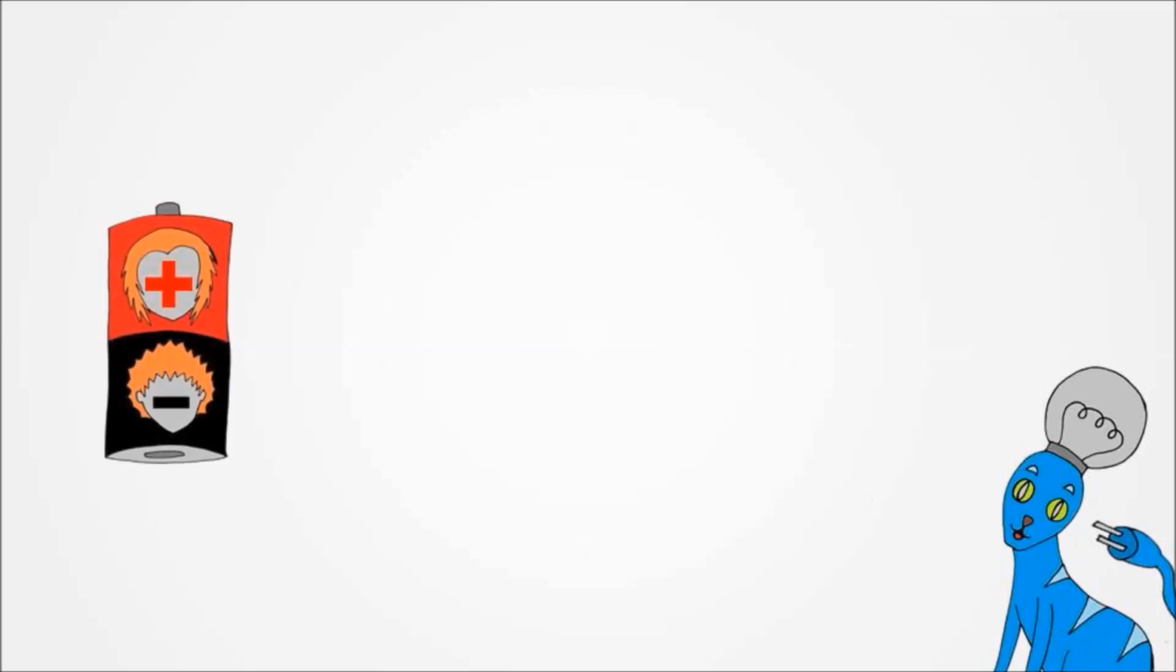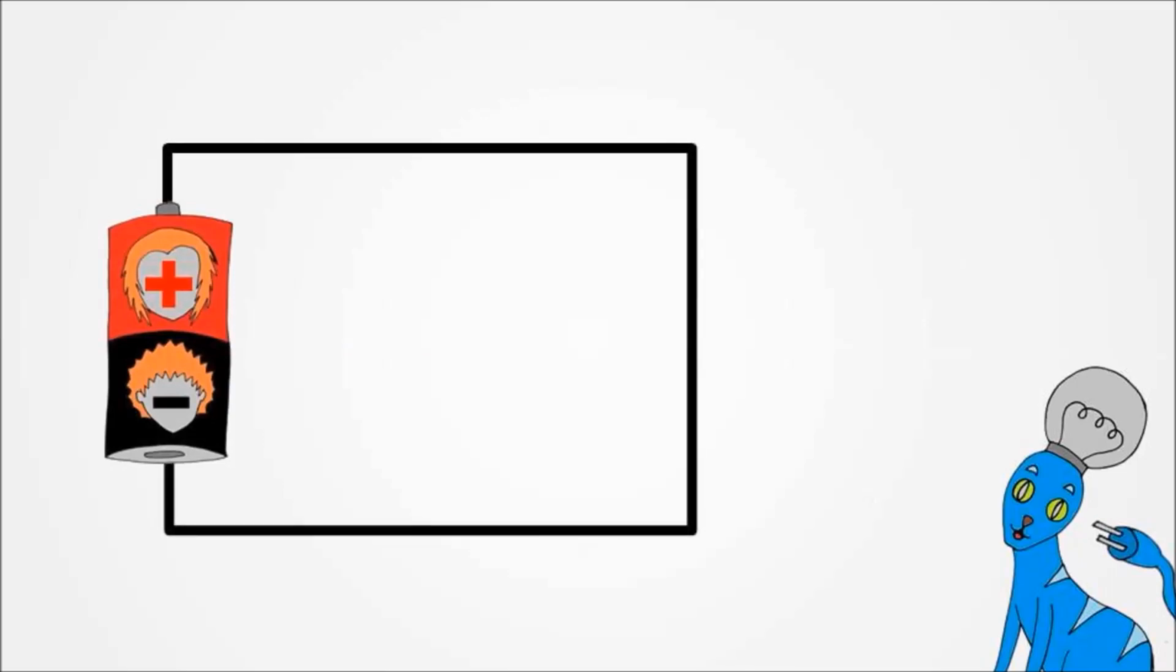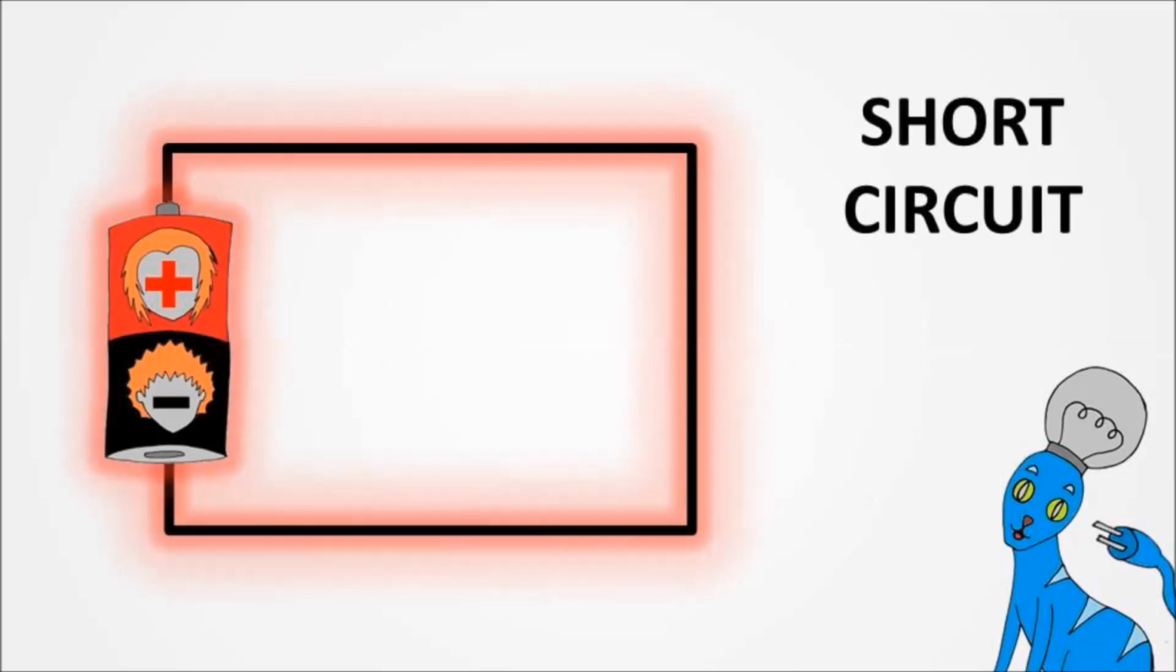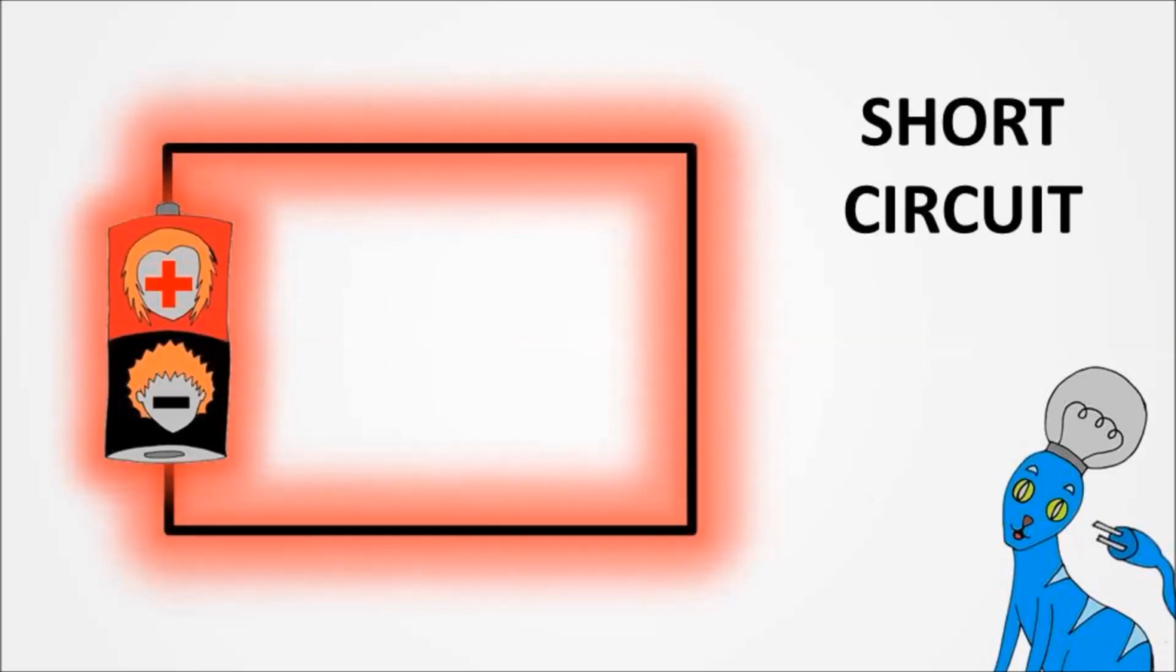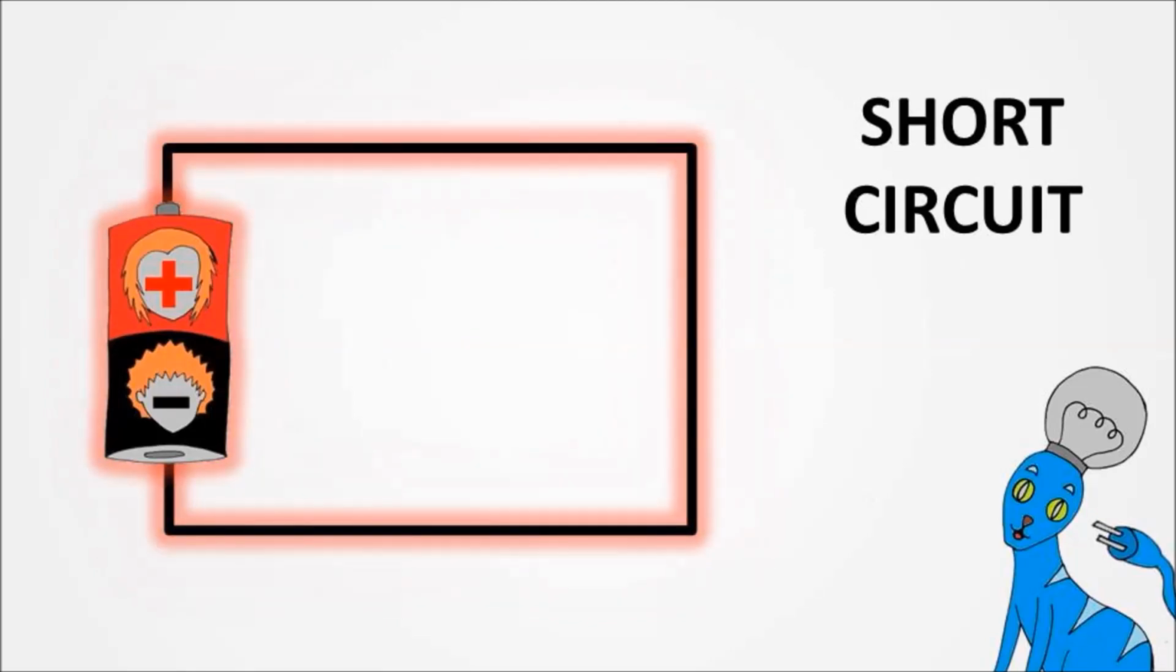If we just link both ends of a battery without any device between them, we make what we call a short circuit. The battery will die faster than normal, and there is a risk of explosion. So we must never do that. Well, I guess I said too much already, so let's go back to our story now.